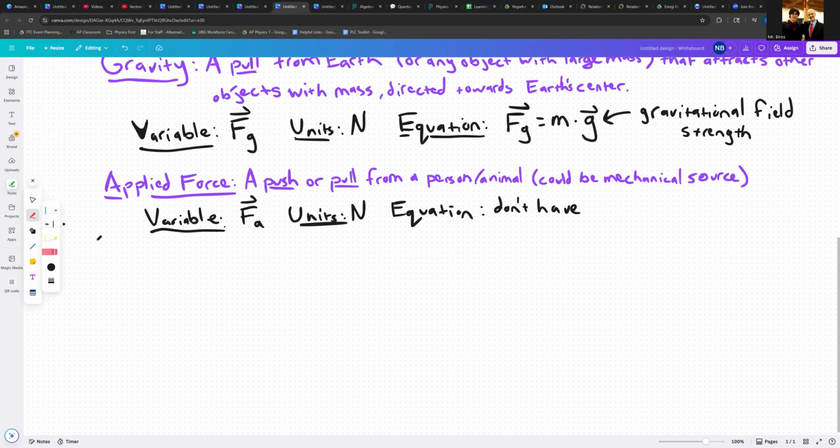So we're just going to say, hey, this person is pushing with 20 newtons of force, and we're not going to really have an equation to calculate how much force they use based on whatever their body and their brain and their muscles are doing.